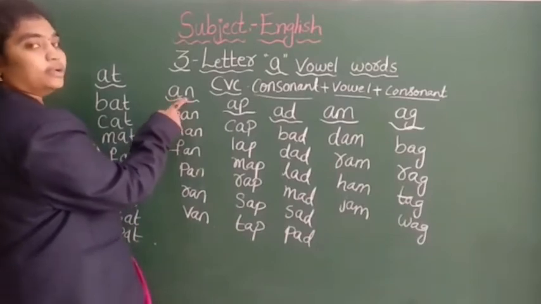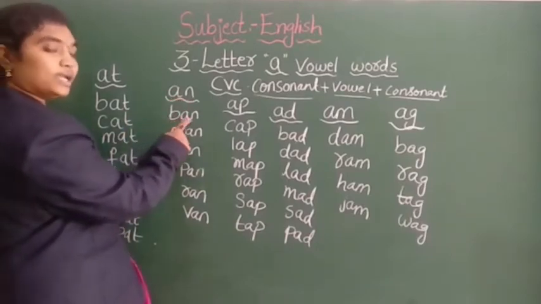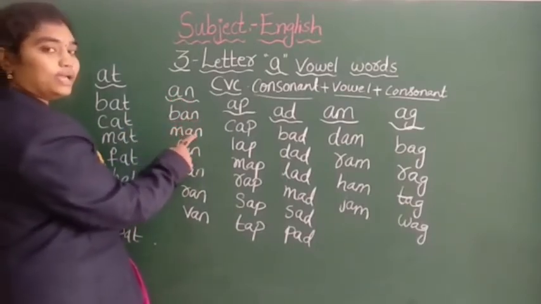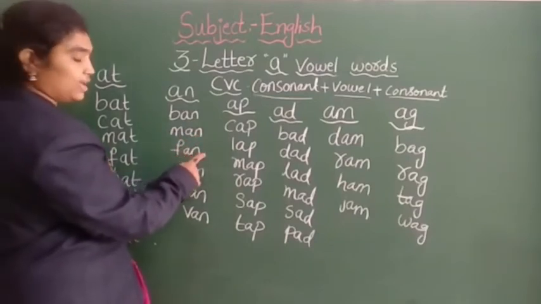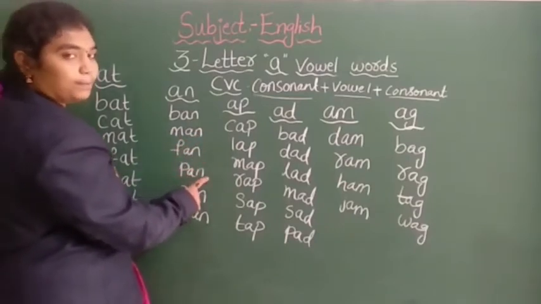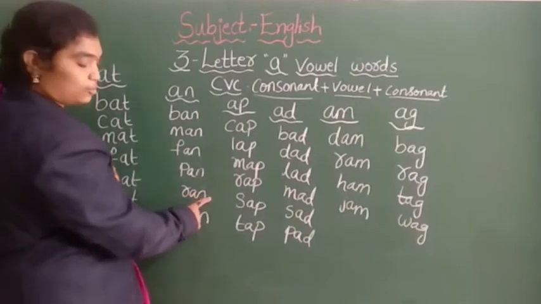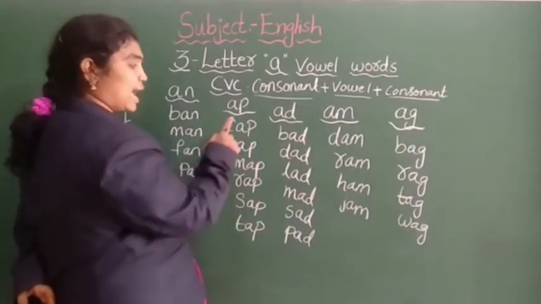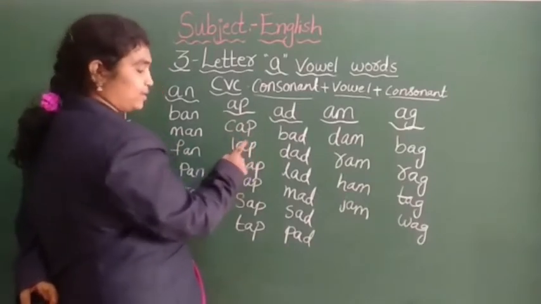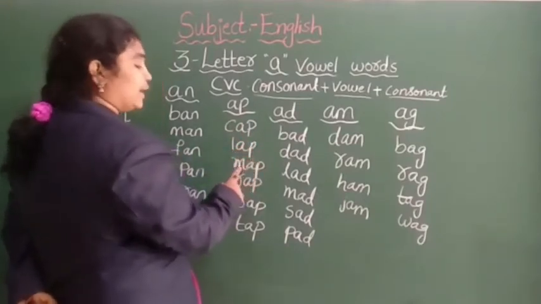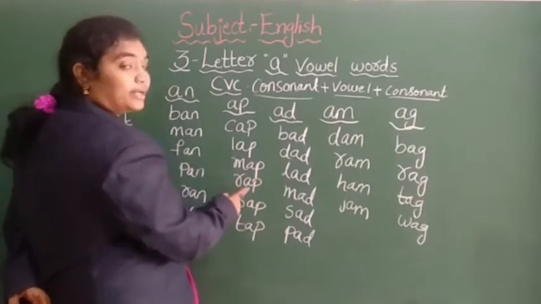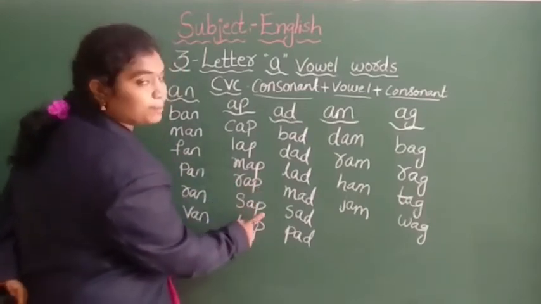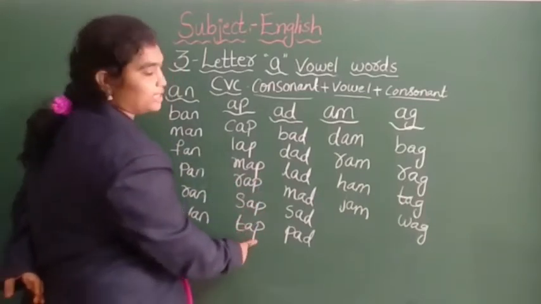Now, AN words. B, A, N, ban. M, A, N, man. F, A, N, fan. P, A, N, pan. R, A, N, ran. V, A, N, van. Now, AP words. App. C, A, P, cap. L, A, P, lap. M, A, P, map. R, A, P, rap. S, A, P, sap. T, A, P, tap.